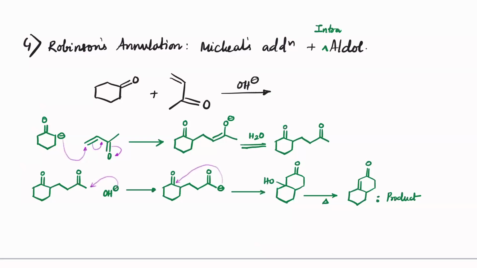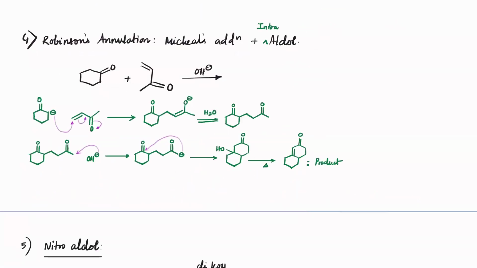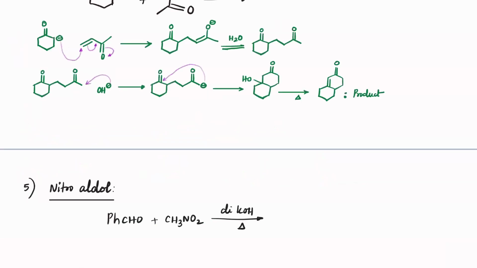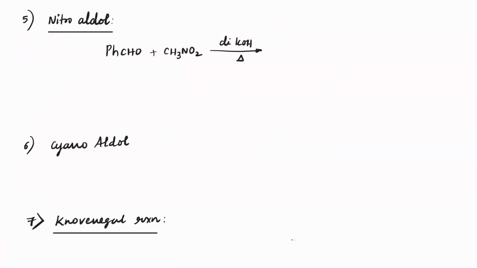Please check. This is Robinson annulation. That is a Michael's addition followed by intramolecular aldol. Okay. Next one is nitroaldol. That is an aldehyde with CH3NO2 in the presence of dilute KOH.